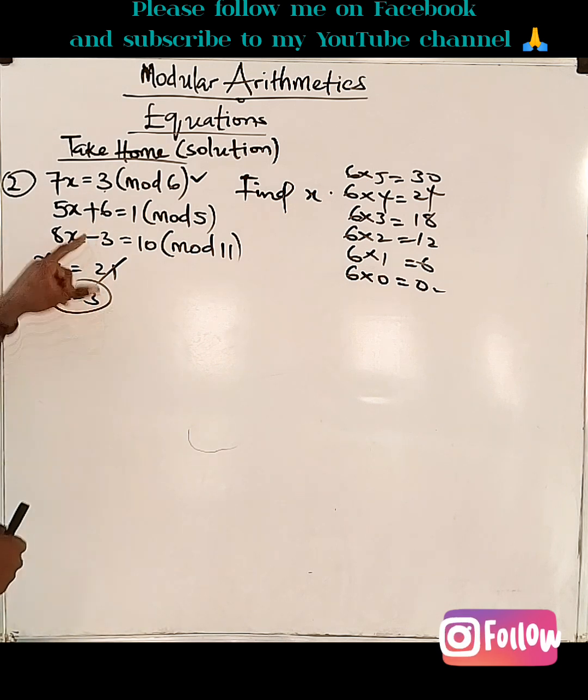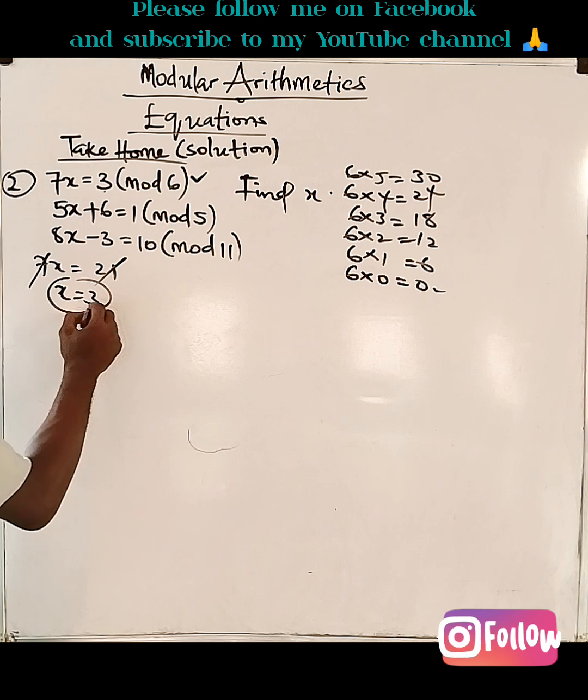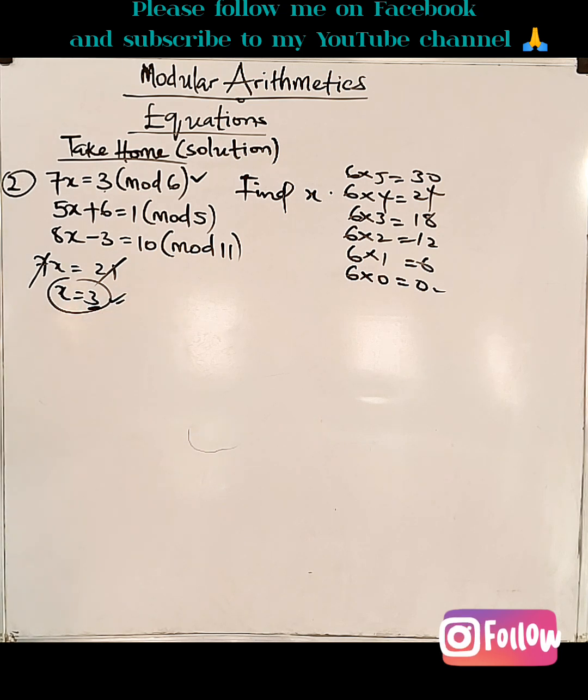So that's fine. Let's substitute x equals 3 into the second one. 5 times 3 is 15. 15 plus 6 is 21. 21 divided by 5 gives 4, remainder 1. That is beautiful. That worked out. Let's substitute x equals 3 into equation 3. 8 times 3 is 24. 24 minus 3 is 21. 21 divided by 11 gives 1, remainder 10. So truly, x is 3. That is the value of x. As simple as that. You can also use modulo 5.